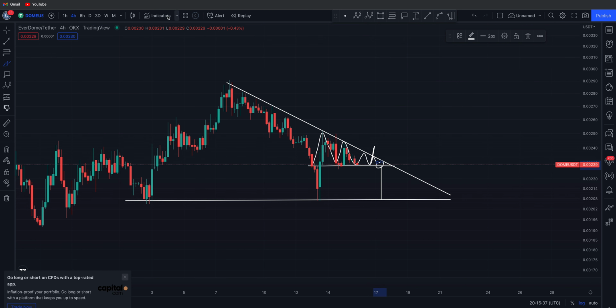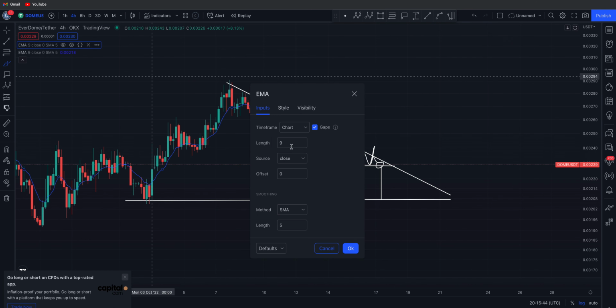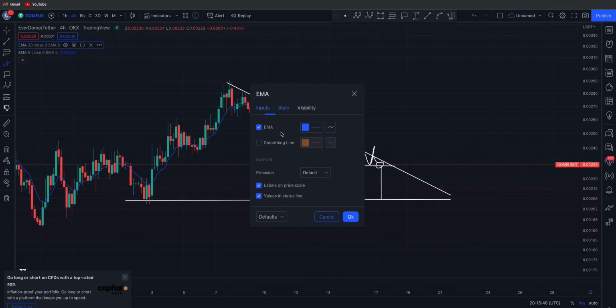If I was to get the EMAs on here as well, I think within the 4 hour time frame we do have, sorry, I'm going to have to set this up. We do have, so use the 20.